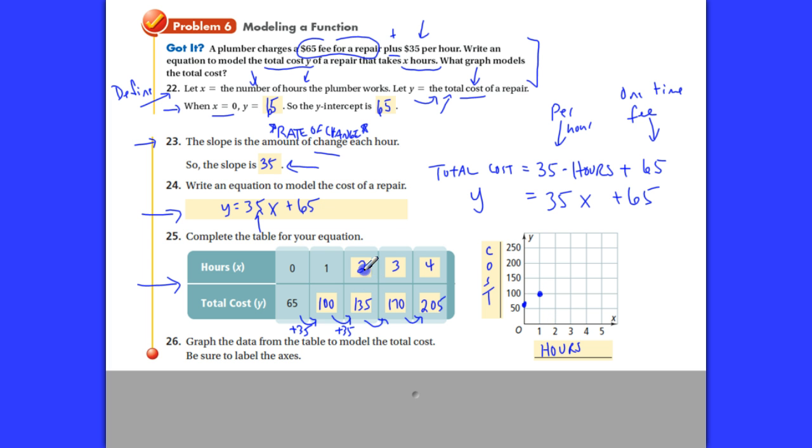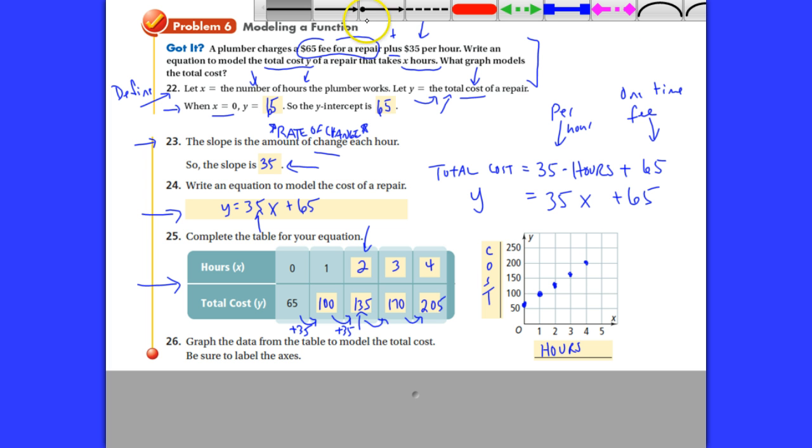At 2 hours, I'm just graphing the points here now. 2 hours is 135. That's 100, and 25 would be halfway there, so that's a little bit above halfway. At 3 hours is 170, so that was slightly over 150. And at 4 hours, it was 205, so that would be just above the line right there.